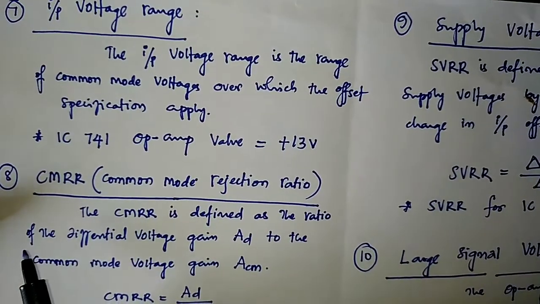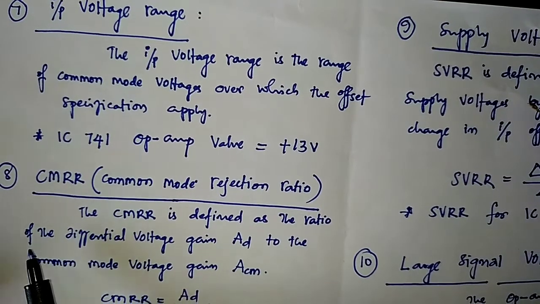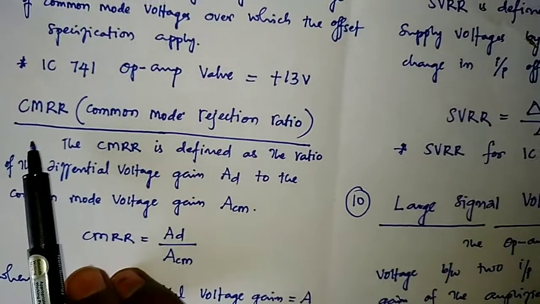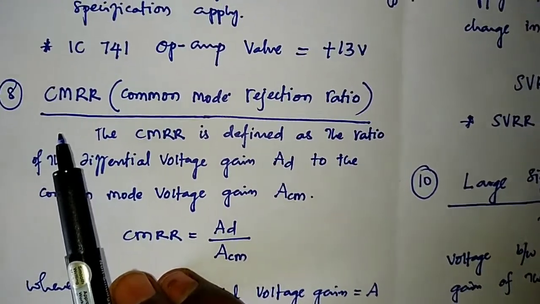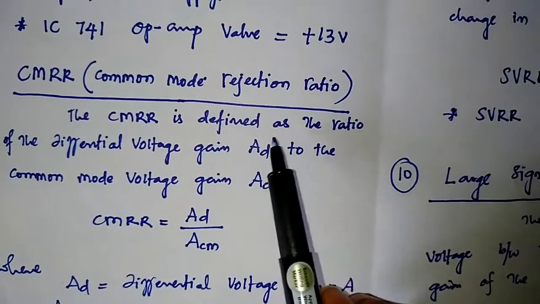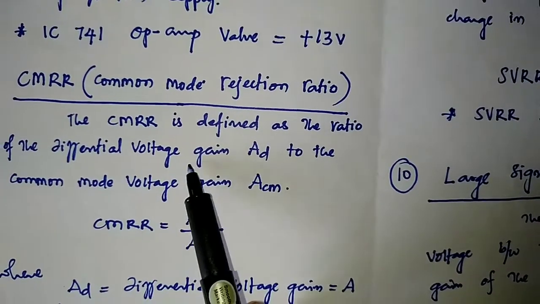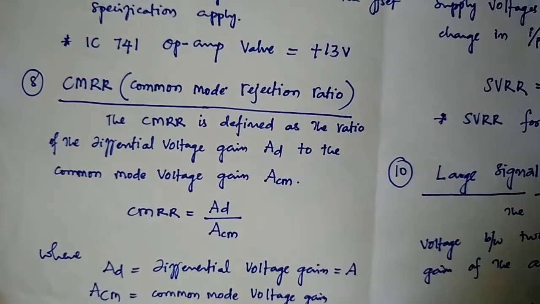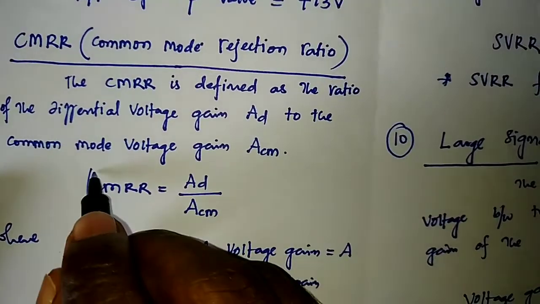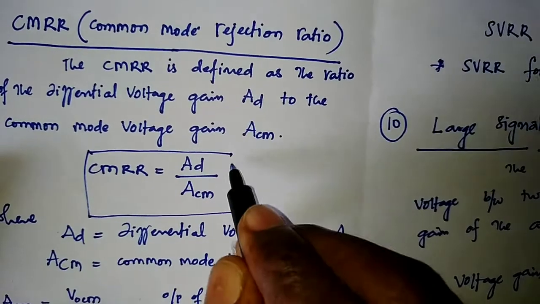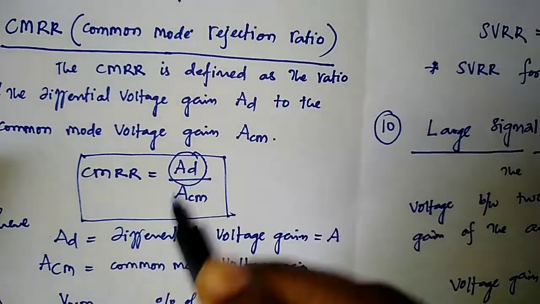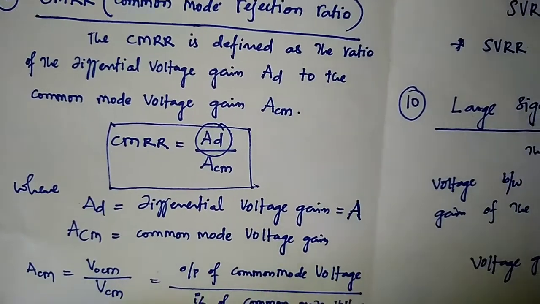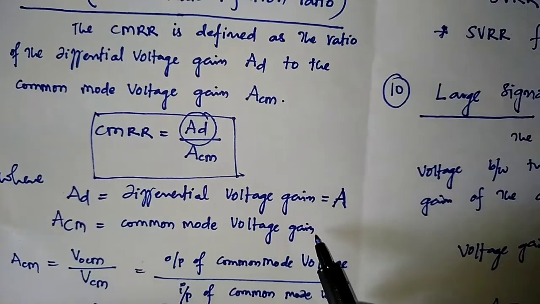Next, one of the most important parameters for an operational amplifier is the common mode rejection ratio, CMRR. The CMRR is defined as the ratio of the differential voltage gain AD to the common mode voltage gain ACM. So this is the actual common mode rejection ratio, where AD is the differential voltage gain, which is also called gain A. ACM is the common mode voltage gain.